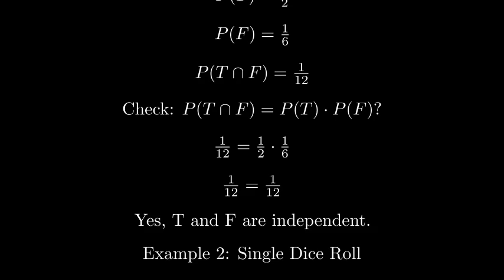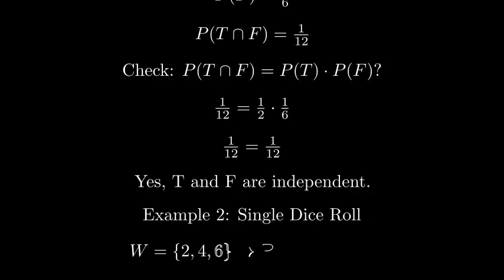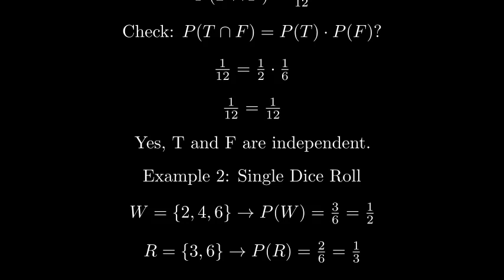Let's define our events and find their probabilities. Event W being divisible by 2 corresponds to the outcomes 2, 4, 6. There are 3 such outcomes, so P of W is 3 out of 6, or 1/2. Event R being divisible by 3 corresponds to the outcomes 3, 6. There are 2 such outcomes, so P of R is 2 out of 6, or 1/3.